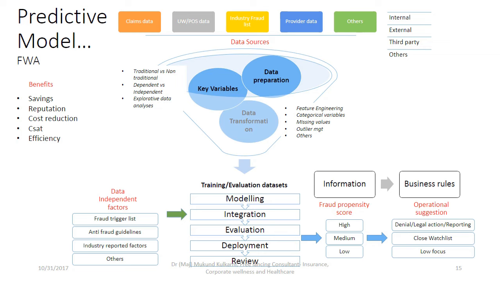There can be frauds which are provider driven or third party driven, and there you need information or data from the third party or the providers, which again needs to be integrated into the model with specific relative weightages allocated to them.